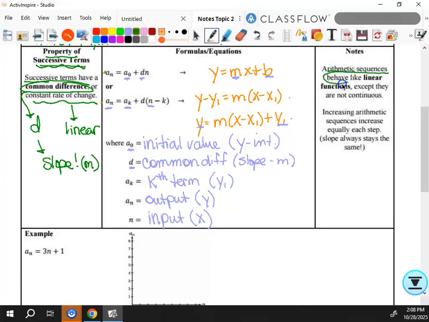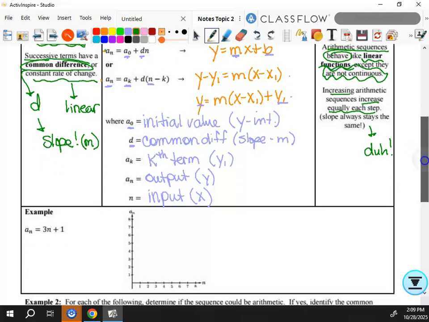Arithmetic sequences behave like linear functions. Behave like. They're not exactly the same. They are not continuous. No connecting the dots. Increasing arithmetic sequences increase equally each step. Slope always stays the same. That's what makes it linear. So that's kind of duh. It's linear. So if you're going to tell me it acts like a linear function, then that has to be true. Okay. Any questions at this point?